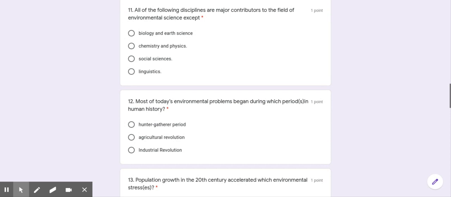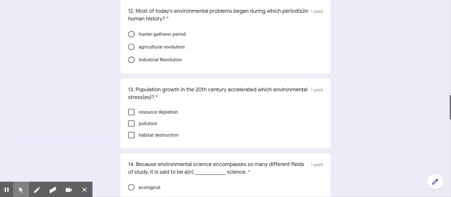Number 11 is multiple choice. Please only choose one. All of the following disciplines are major contributors to the field of environmental science except for biology and earth science, chemistry and physics, social sciences, or linguistics. Number 12, most of today's environmental problems began during which period in human history? The hunter-gatherer period, the agricultural revolution, or the industrial revolution?